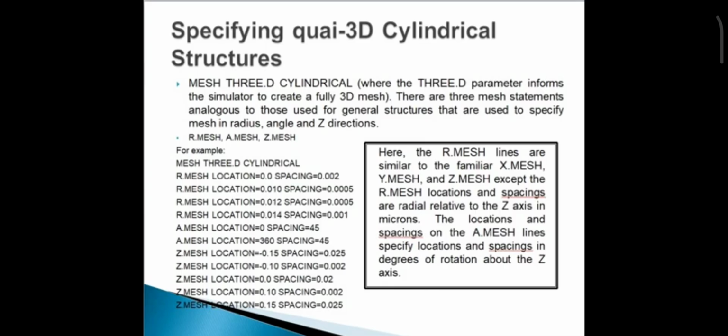For 3D cylindrical structure, the region and electrode statements are also modified to allow specification of ranges in terms of radius, angle and z location. The range parameters are R.min, R.max, A.min, A.max and Z.min, Z.max. R.min, R.max, Z.min and Z.max are all in units of micron, but A.min and A.max are in degrees.